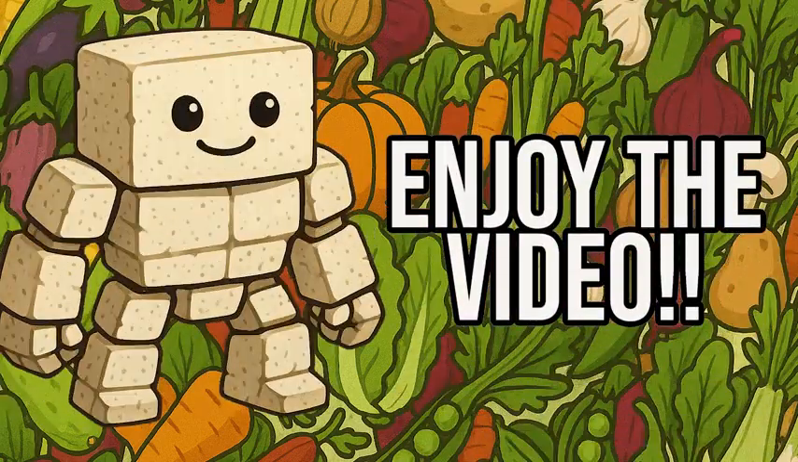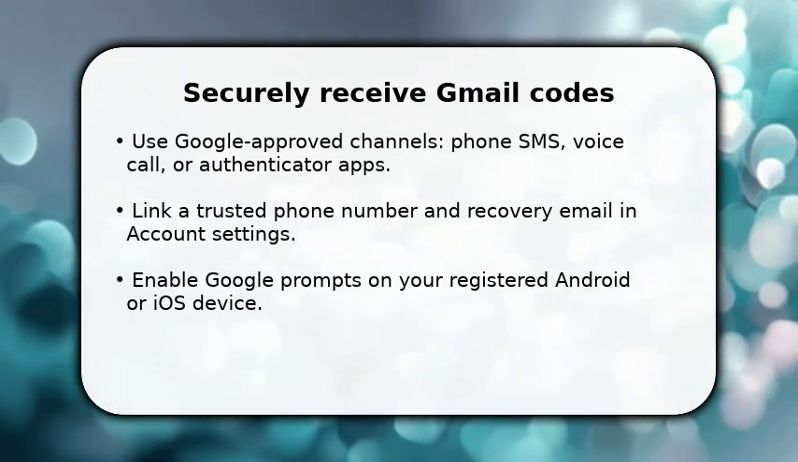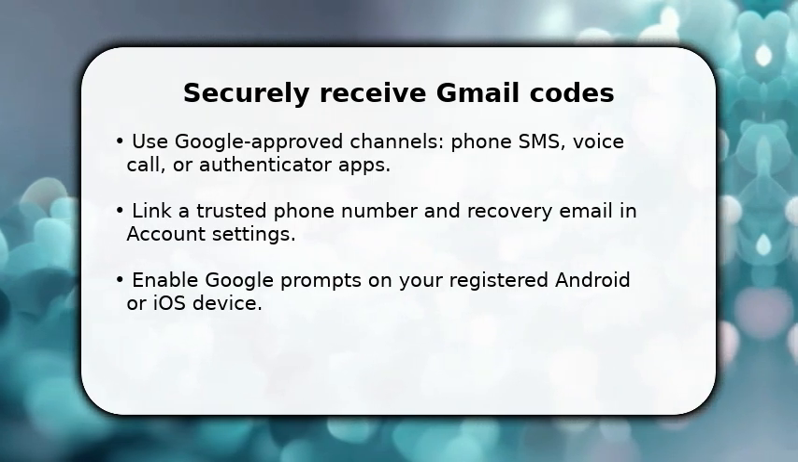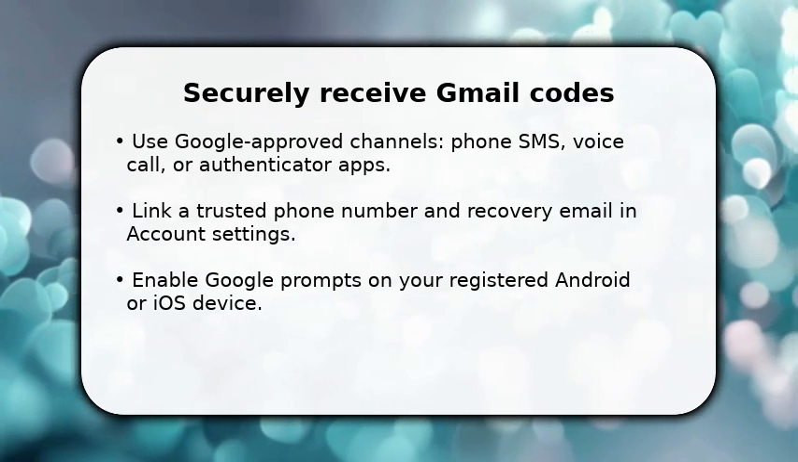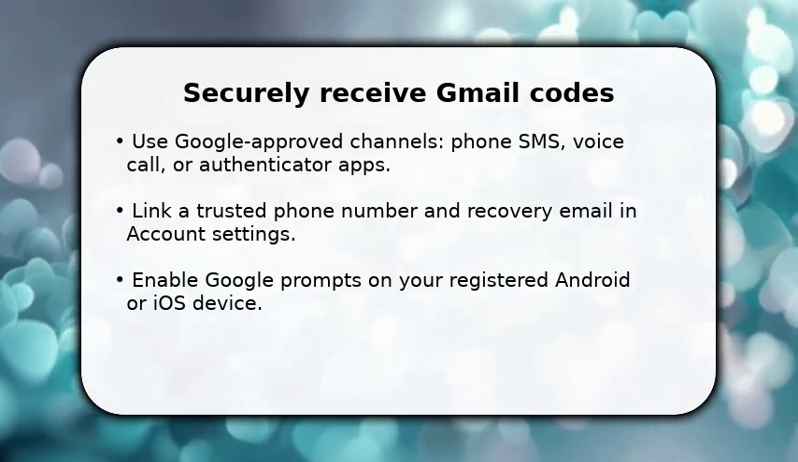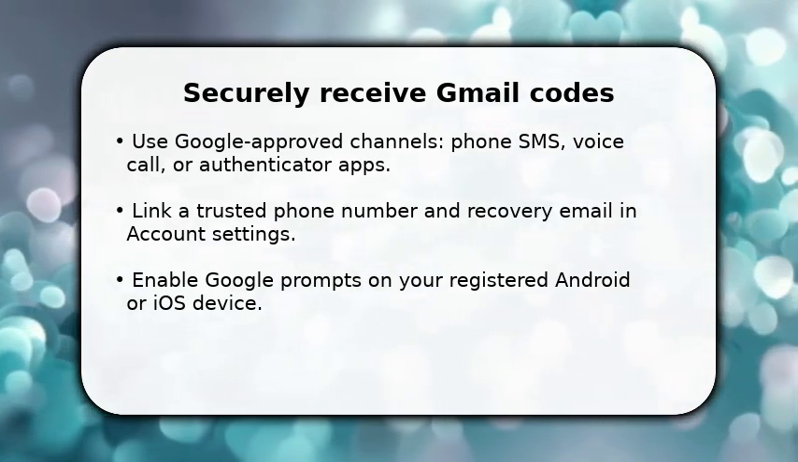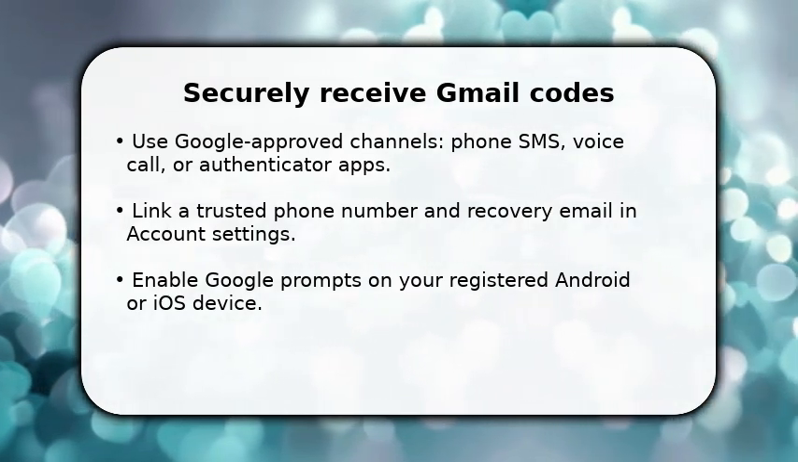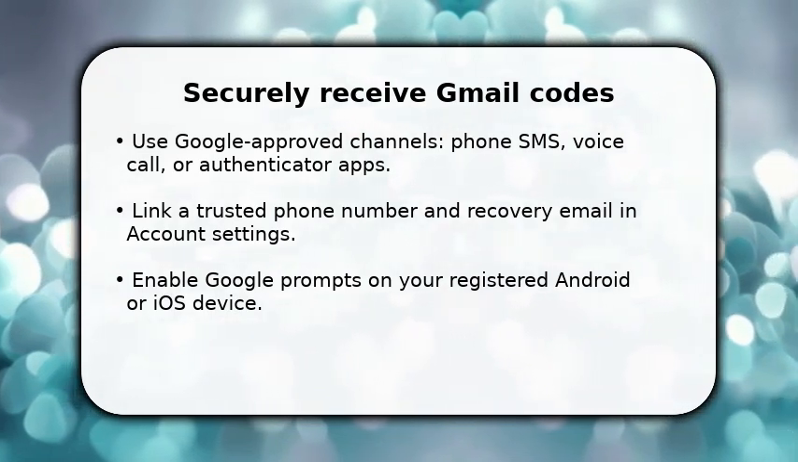Please enjoy the video. You need the legitimate path. Start in your Google account security page and add or confirm a trusted phone number and recovery email. Once done, enable Google prompts and set up an authenticator app like Google Authenticator or a hardware key. You're doing this so codes are sent only to channels you control. This prevents interception. Make sure notifications are allowed on your device, and keep your recovery info current so you can get codes securely when needed.